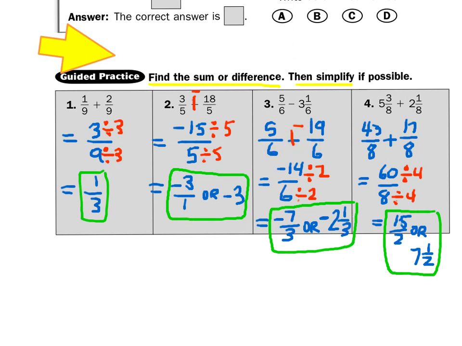Okay, the 6's match, so I copy the 6 in the bottom. And then 5 plus negative 19 would give me negative 14. So I have negative 14 over 6.